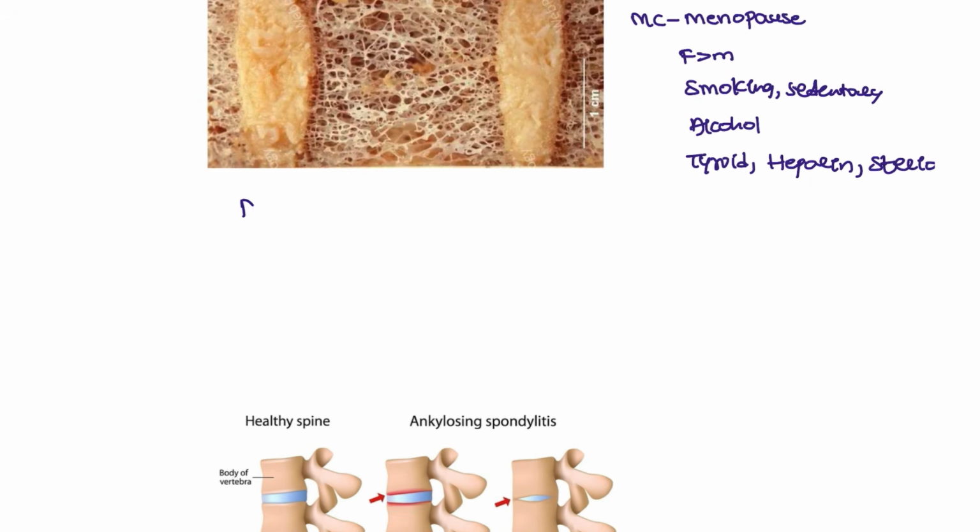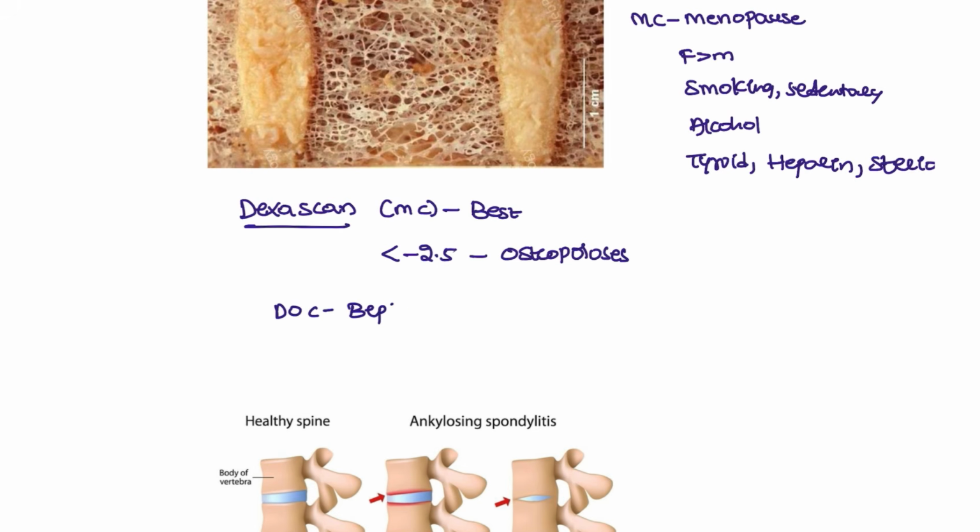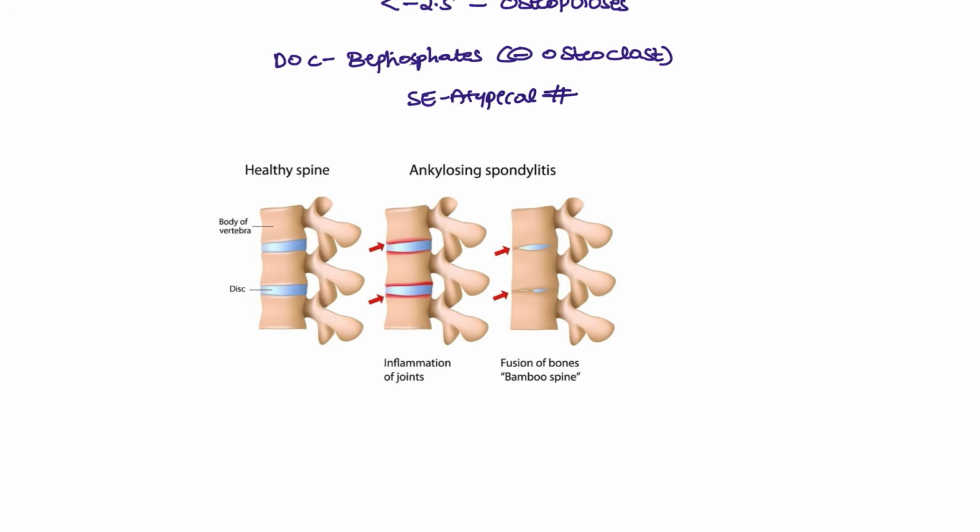Next, what is the test that we are going to do? We discussed in radiology, DEXA scan is the most commonly done, and this is considered the best investigation of choice. If it is less than -2.5, this is considered osteoporosis in the patient. What is the drug of choice for this patient? Bisphosphonates. And what is the mechanism of the bisphosphonates? It is going to decrease osteoclast activity. So bone resorption is decreased, and as a side effect, it can cause atypical fractures. Atypical fractures can be associated with this.